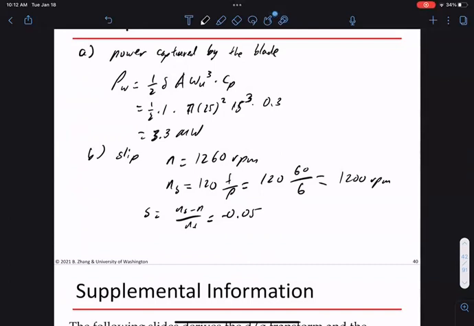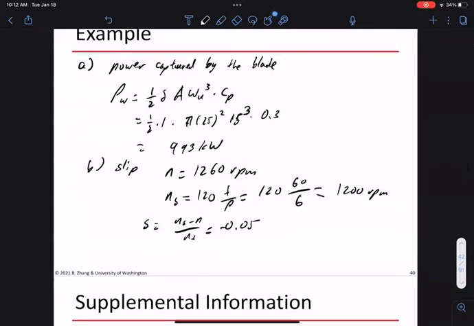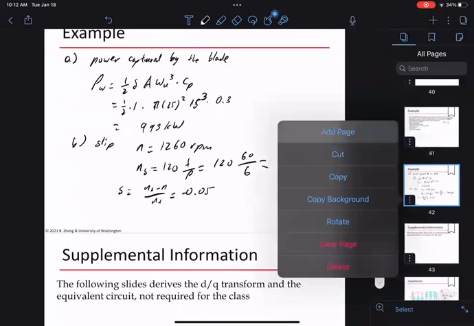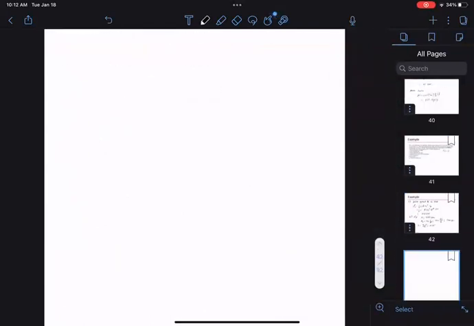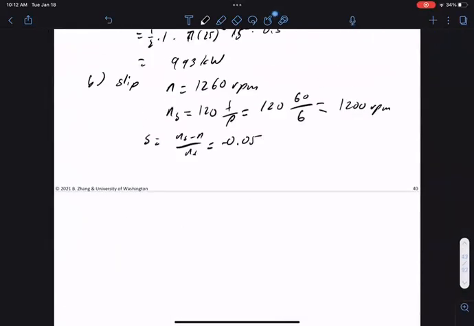So, 0.3, this should be 993 kilowatts. Sorry, I did the computation there. So the power captured is 993 kilowatts. Then the slip is negative 0.05. Normally slip is a small number in absolute value, right? So it's 0.05, negative 0.1, this kind of number.